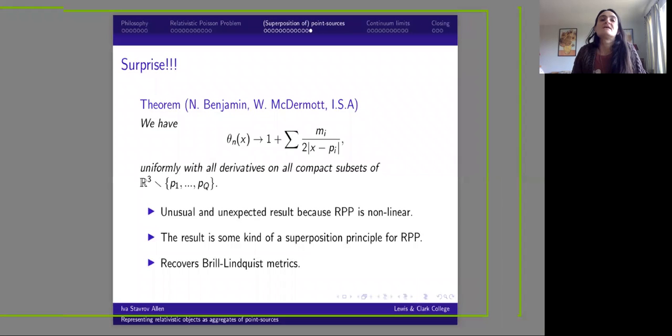And yet, we really do get the convergence towards the straightforward superposition of gravitational potentials, as I described earlier when I talked about Brill-Lindquist metrics. This is highly unexpected because the Poisson problem that we're studying is nonlinear. And yet, this is some kind of a superposition principle for the relativistic Poisson problem. So that was very surprising. And I think that out of all the work that I've done with students, that may be the one that struck me the most, I will say.